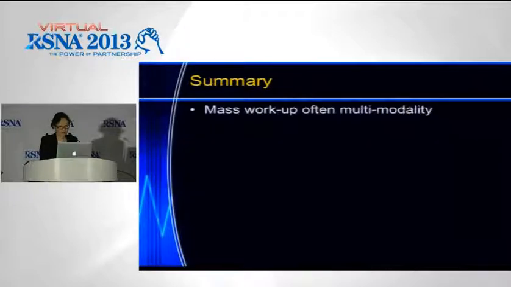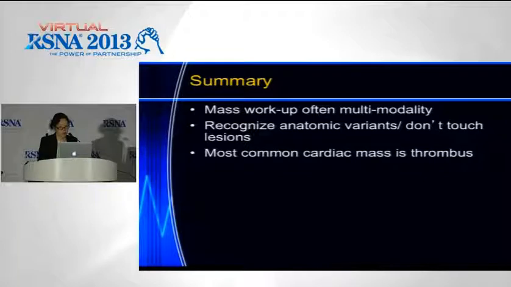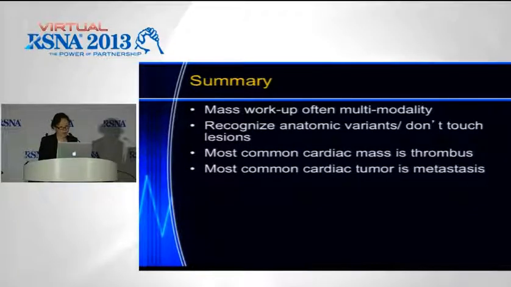So that was a very quick run through quite a few masses. Hopefully I've shown you that mass workup does benefit from having a multimodality assessment. We need to be able to recognise anatomic variants and lesions that we should leave alone. The most common cardiac mass that we'll see in clinical practice is the thrombus. The most common cardiac tumour that we'll see is metastasis.